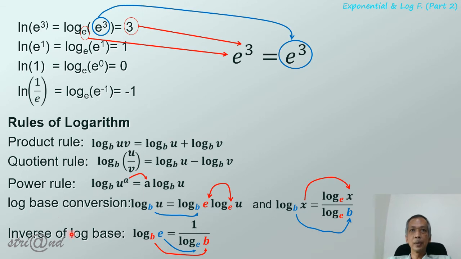And inverse of a log base. If we have the logarithm of e to the base of p, it is equal to 1 divided by the logarithm of p. Now p is not the base anymore, it is now here, and the e now becomes the base. The logarithm of e to the base of p is equal to 1 over the logarithm of p to the base of e.